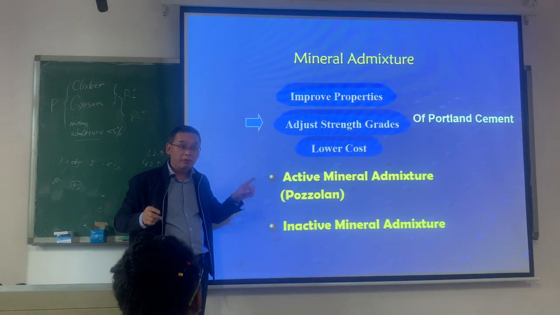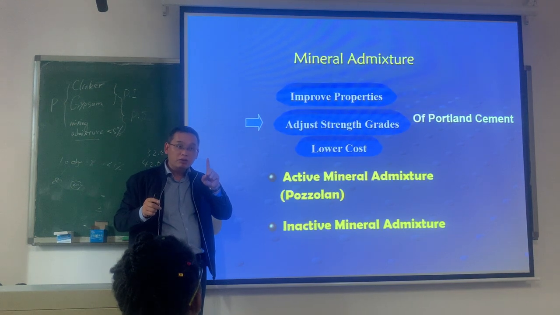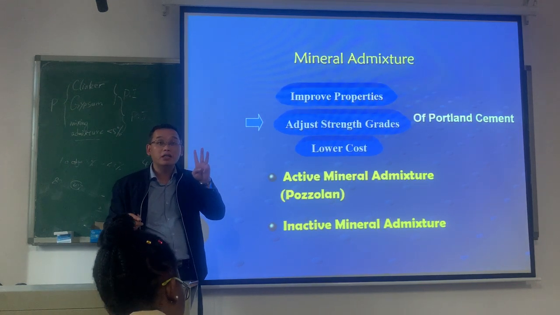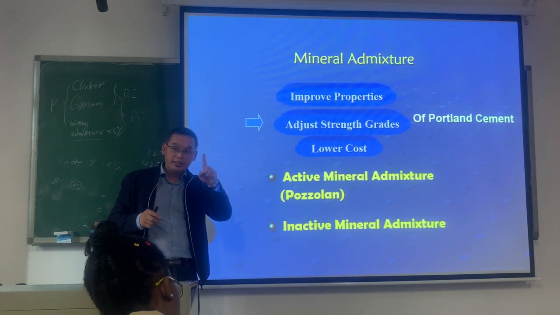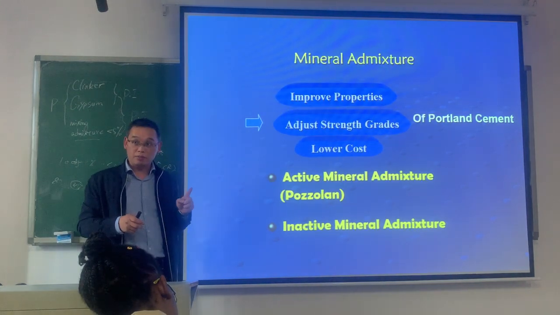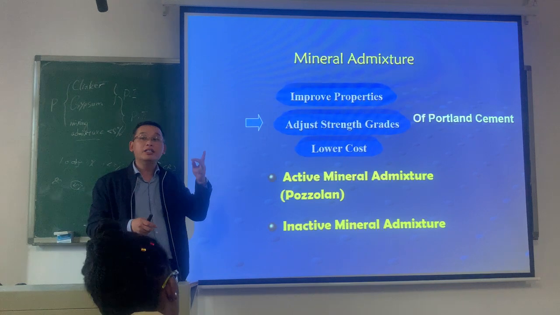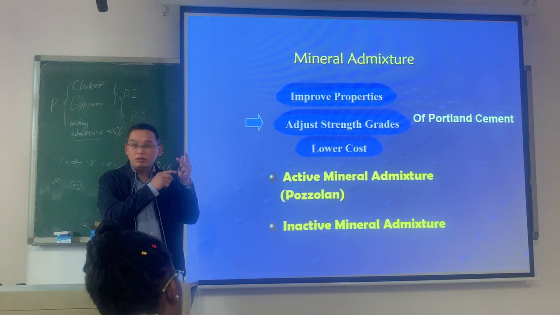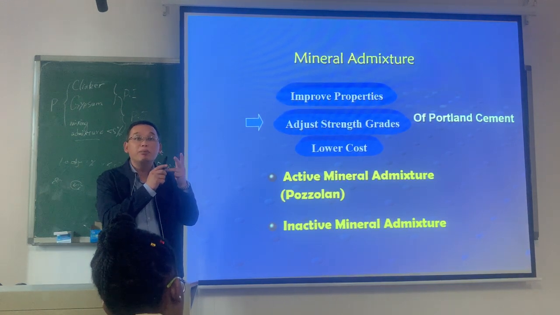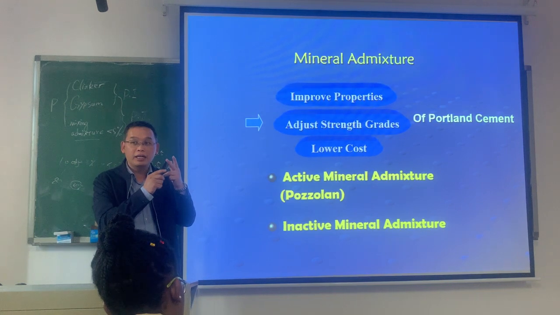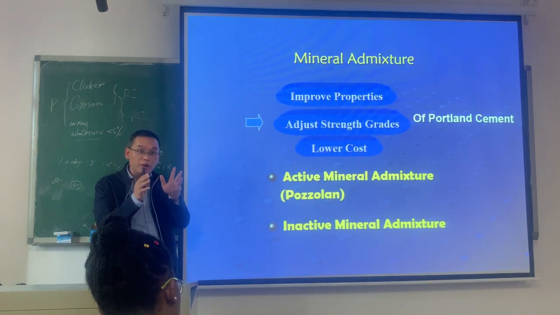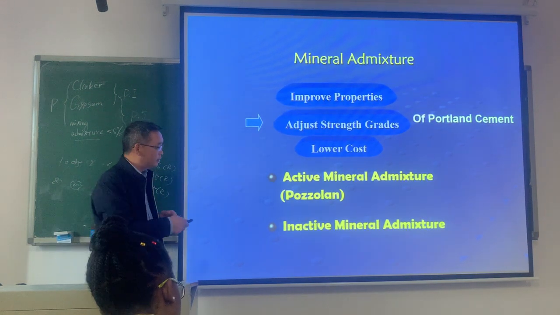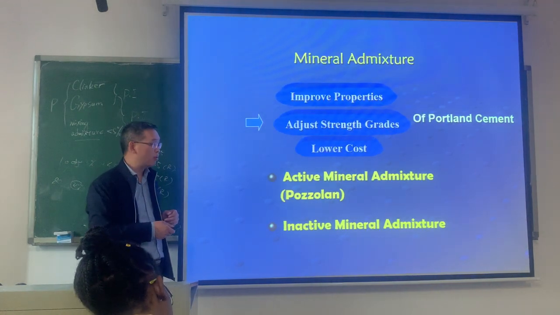Maybe we still remember there are three stages for the development of the inorganic binding materials. The first stage is the lime and the gypsum. And the third stage is Portland cement. In the middle, the second stage is the pozzolan and lime. We can use the pozzolan and lime together to get the binding materials. So this is a kind of active mineral admixture.